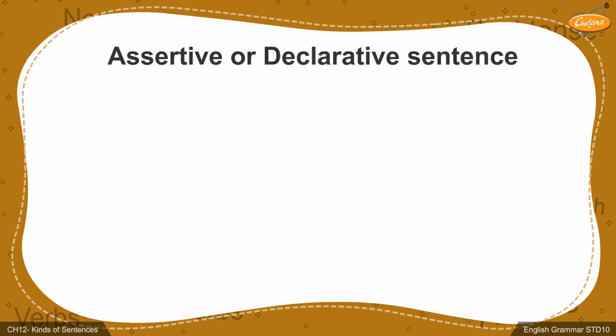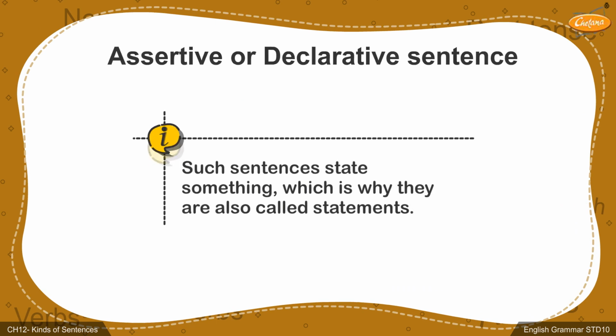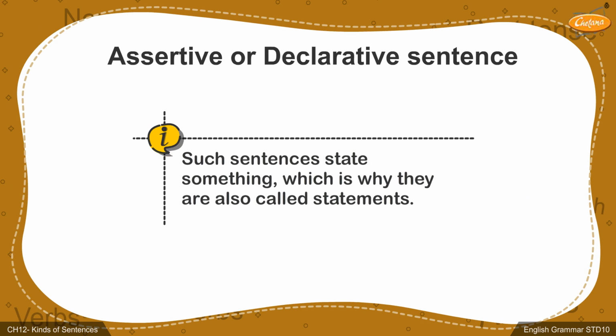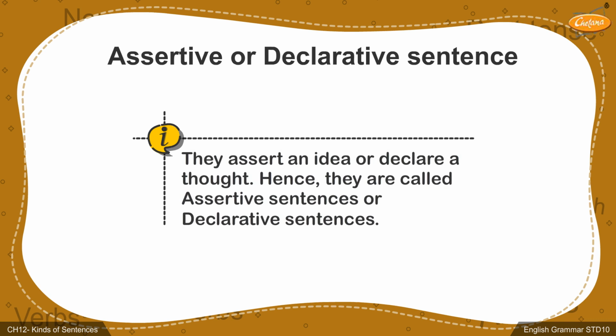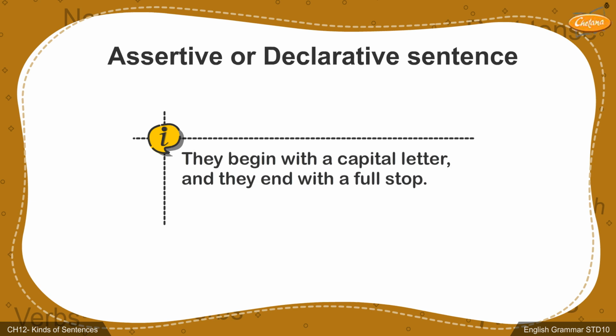The first kind of sentence we will be dealing with is an assertive or declarative sentence. Such sentences state something, which is why they are called statements. They assert an idea or declare a thought. Hence, they are called assertive sentences or declarative sentences. They begin with a capital letter and they end with a full stop.